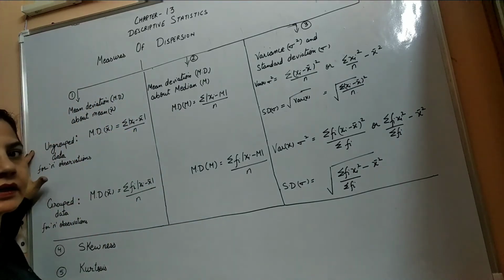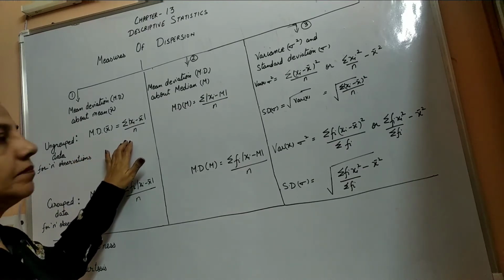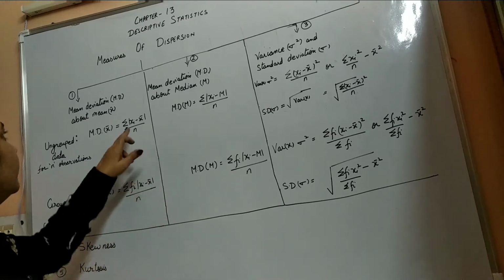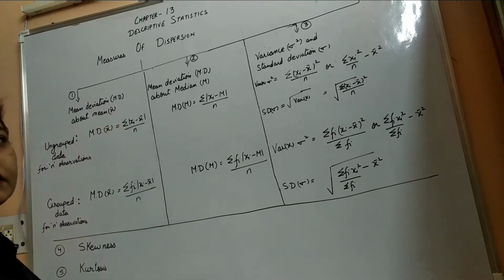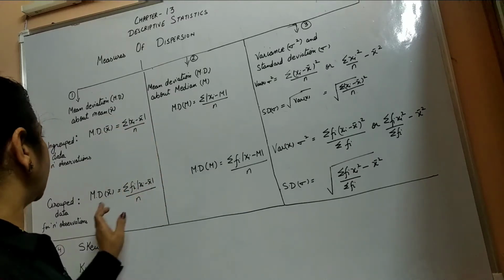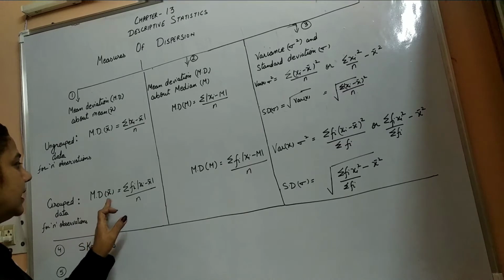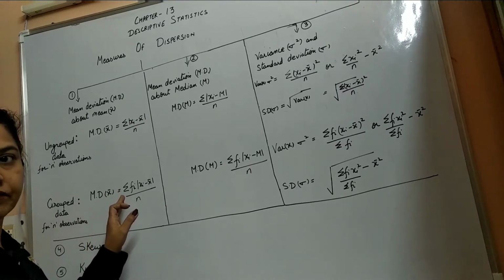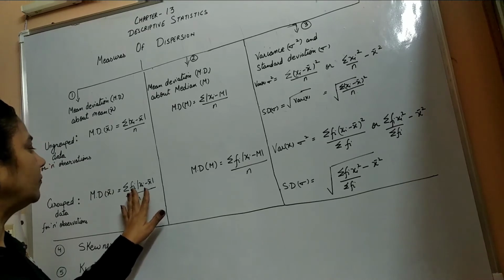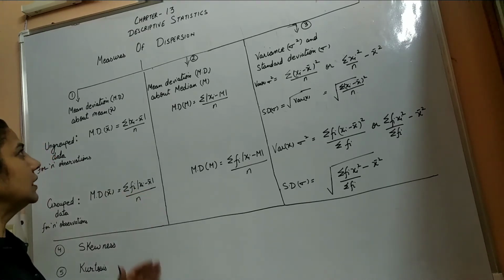In ungrouped data, for n observations, mean deviation about mean is given by sigma |xi minus x bar| upon n, where x bar is the mean and n is the number of observations. For grouped data, mean deviation about mean is given by sigma fi, where fi is the frequency, times mod, the absolute value of xi minus x bar, upon n.